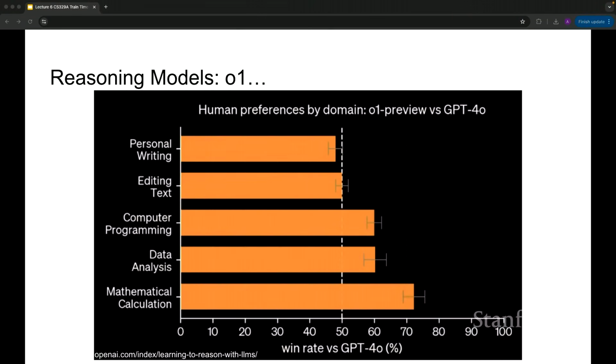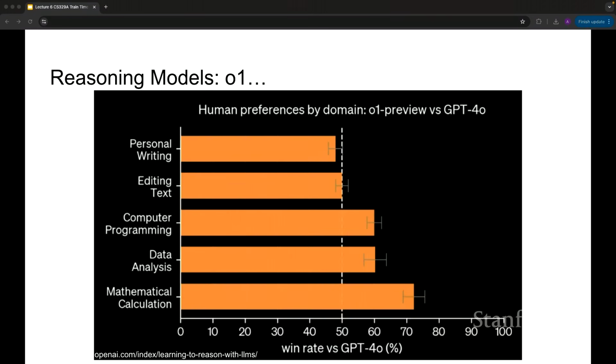And how does this help the model? As I was trying to explain before, in domains where you have verification, like computer programming, data analysis, or mathematical calculation, the win rate over GPT-4o, which was not a thinking model, is greater than 50%. So certain domains benefit way more from these train time scaling techniques, as opposed to personal writing or editing text, where there's not as much improvement in terms of win rate.